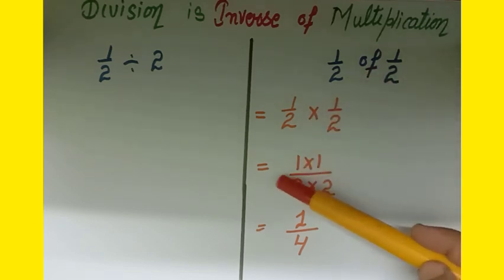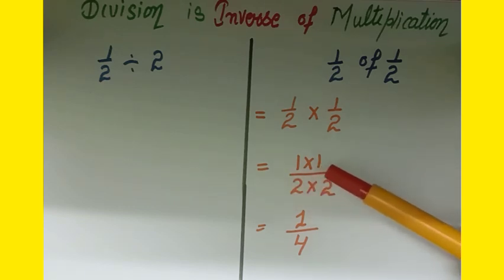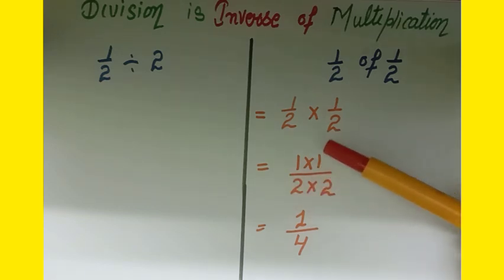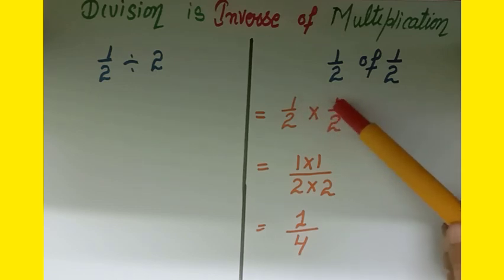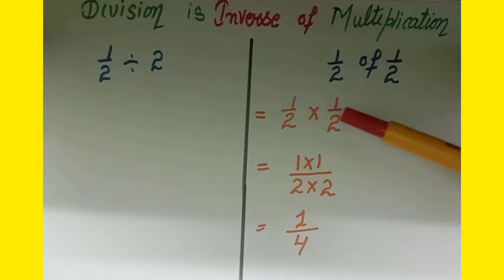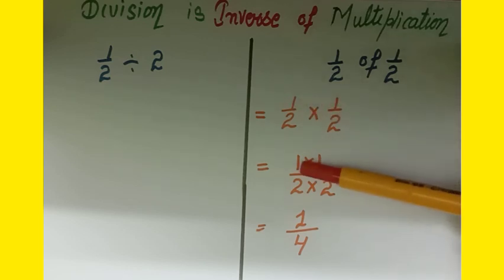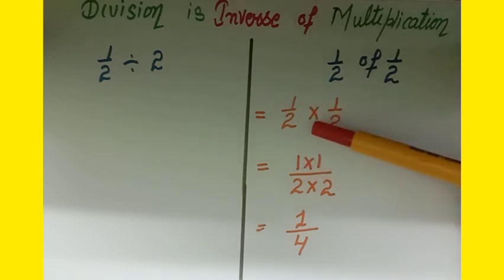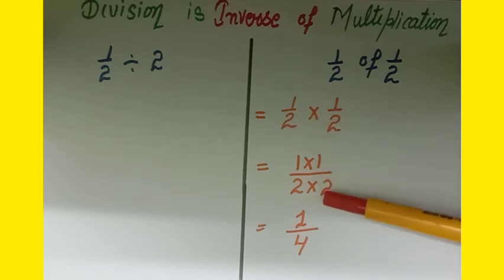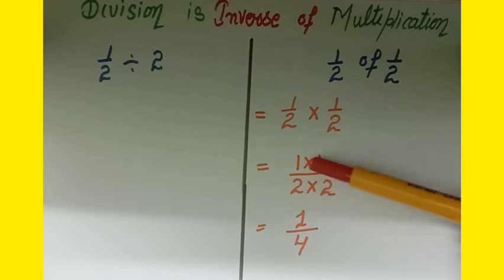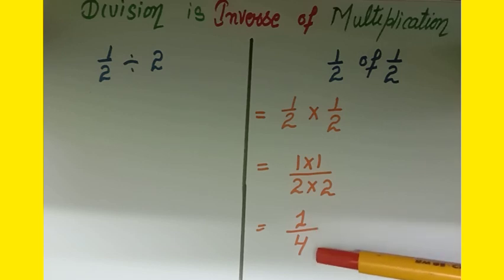Now in the next step, as we have already done in the multiplication of fractions, we have to multiply the numerator by numerator. So we multiply 1 by 1. Here numerators are 1 and 1, so we write 1 multiplied by 1. And denominators we have 2 and 2. According to the rule, we have to multiply both the denominators, so we write 2 multiplied by 2. So what we got? 1 multiplied by 1 is 1 and 2 multiplied by 2 is 4.